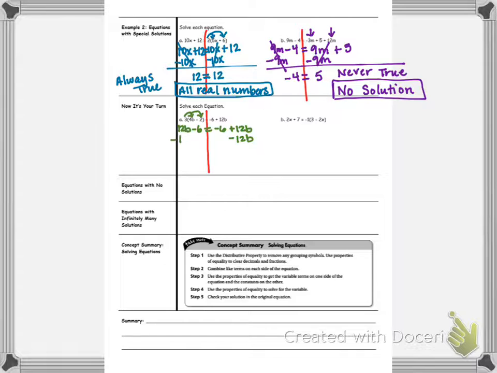So I'm going to subtract 12b from both sides. Those cancel out. I get negative 6 on the left, 12b cancels out on the right, and I get negative 6. Negative 6 equals negative 6. Is that a true statement? Yes, it is. So this solution is all real numbers.